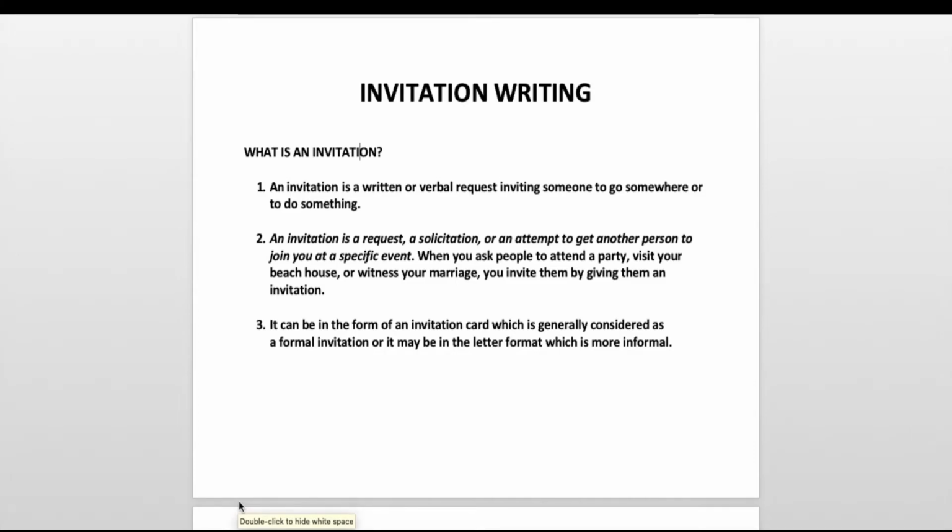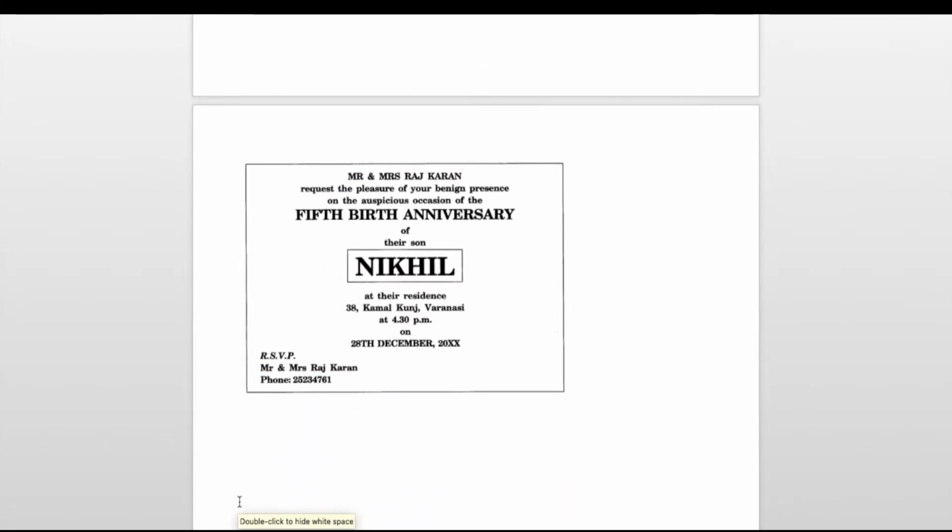I would like to show you some samples of what is an invitation. The first one on your screen is: Mr. and Mrs. Raj Karan request the pleasure of your benign presence on the auspicious occasion of the 5th birth anniversary of their son Nikhil. Then their address is given, and then the RSVP is given on the left side of the invitation. What we come to know from this invitation is that Mr. and Mrs. Raj Karan are celebrating the 5th birthday of their son Nikhil at their residence, and this is the date, this is the time the function is going to start.